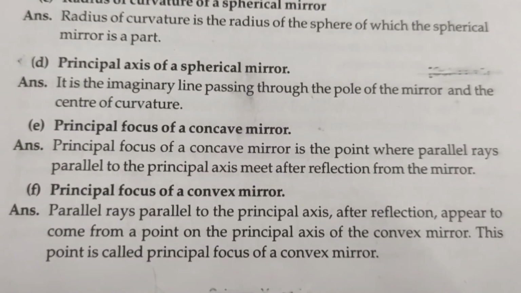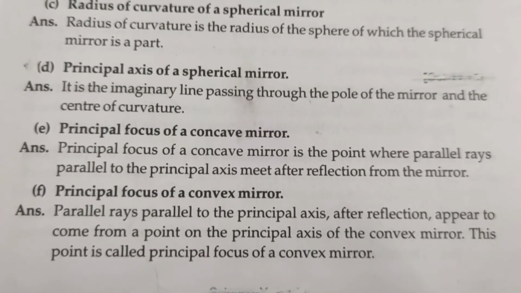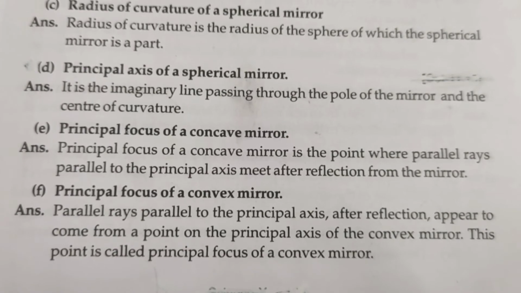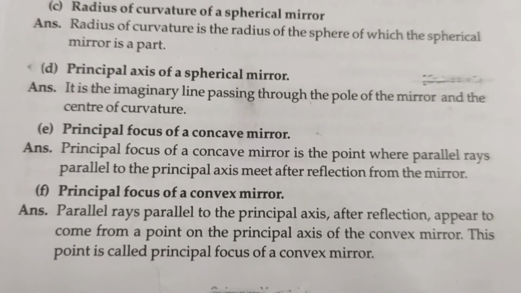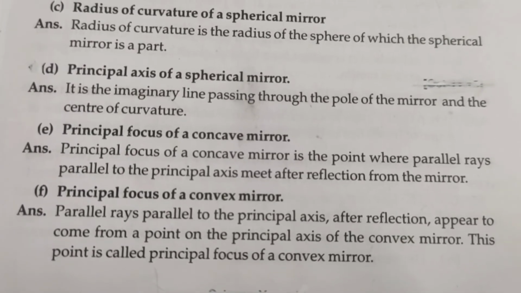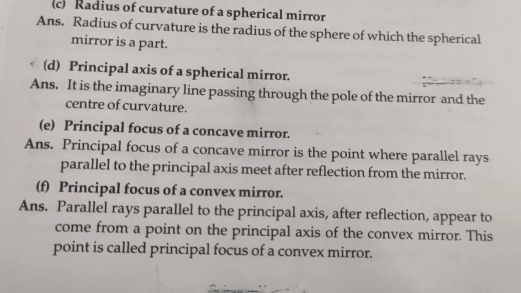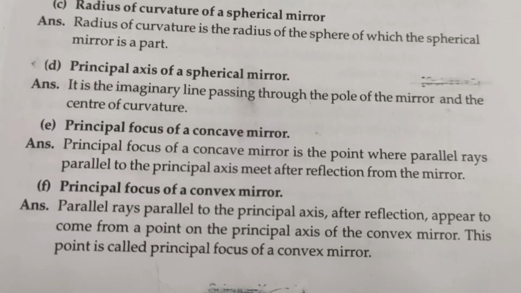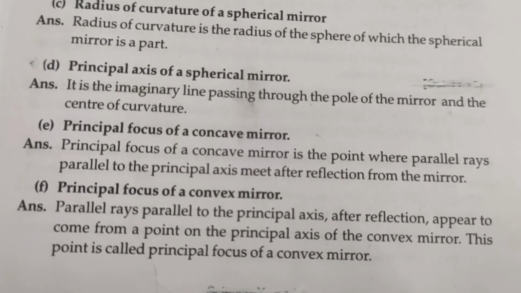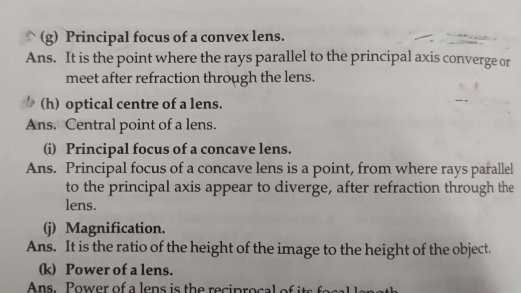Principal focus of a concave mirror. Principal focus of a concave mirror is a point where rays parallel to the principal axis meet after reflection from the mirror. Principal focus of a convex mirror. Rays parallel to the principal axis, after reflection, appear to come from a point on the principal axis of the convex mirror. This point is called the principal focus of a convex mirror.